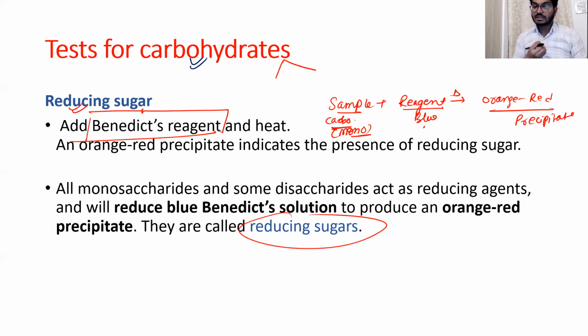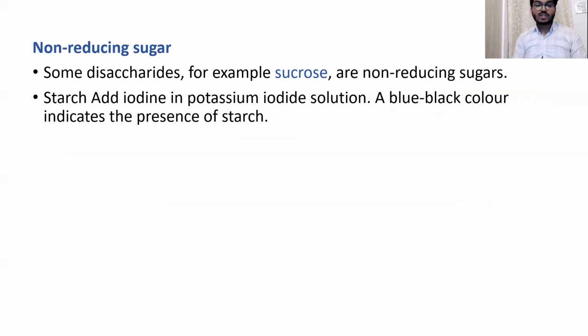Some of the disaccharides act as reducing sugars. So all monosaccharides and some disaccharides act as reducing agents, and they reduce the blue Benedict's solution to the orange-red precipitate. That's a reducing sugar, and we do this kind of testing to check for carbohydrates. If you do the reducing sugar test and it fails, this simply means it is a non-reducing sugar, and the very famous example is sucrose. So sucrose is a non-reducing sugar.